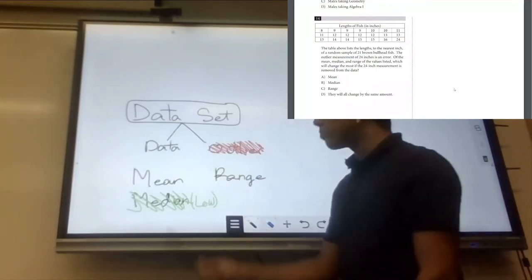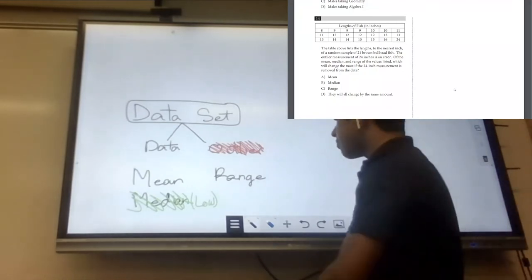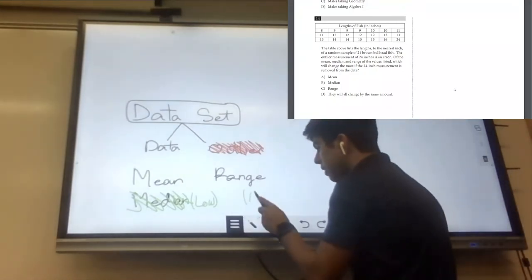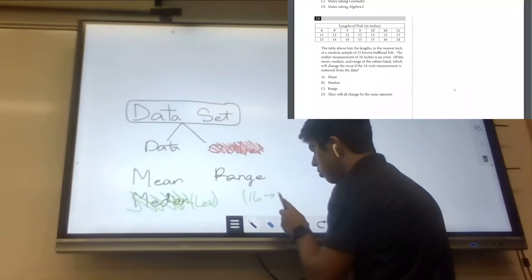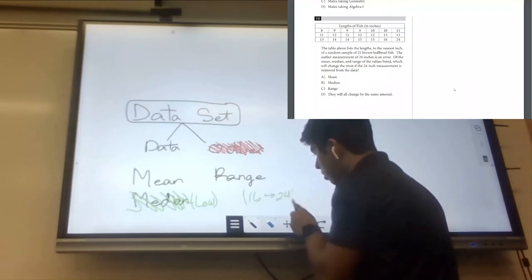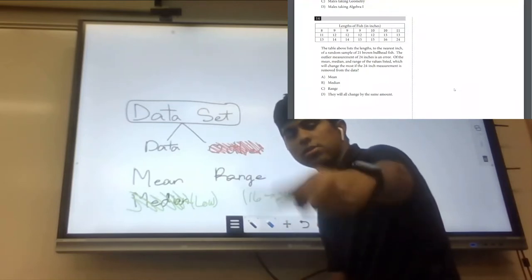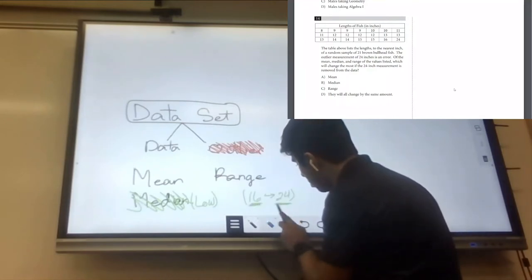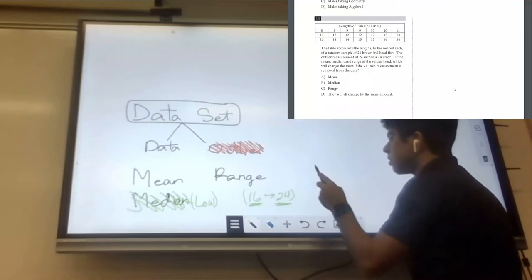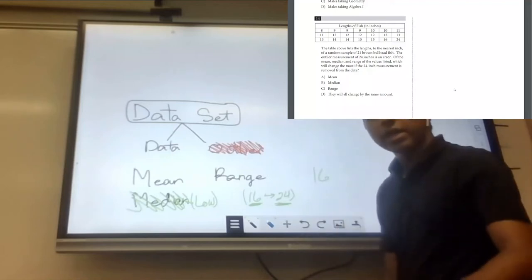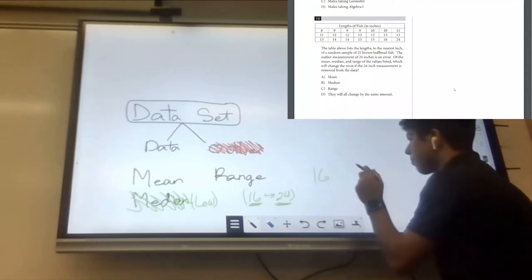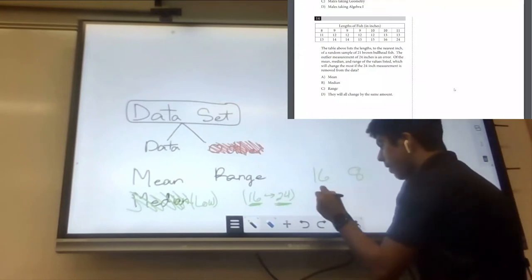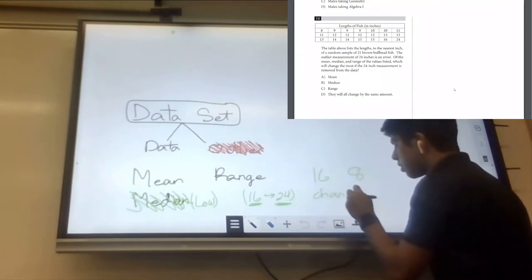Now, which one does more? We see that in the range, we're going from 16 to 24. The next biggest value is 16, and then we're going straight to 24. So the range right now is 16, and the new range is going to be between 16 and 8, which is going to be 8. So you're changing by 8.